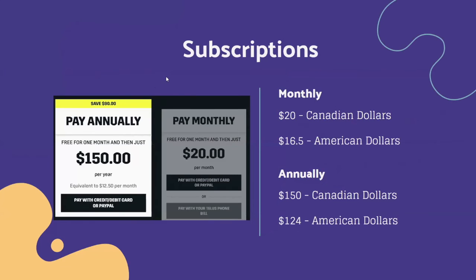So the subscriptions for DAZN are $20 a month in Canadian and $16.50 in American, as well as an annual plan, which is 150 Canadian dollars and 124 American dollars. Note that DAZN is a multi-sport streaming service, so it doesn't just include only NFL content.